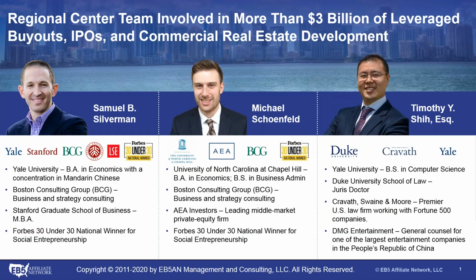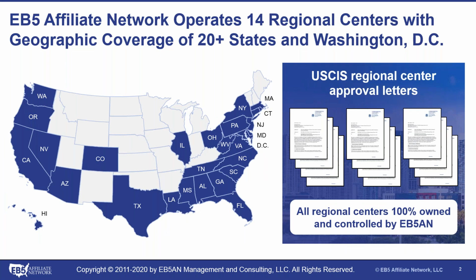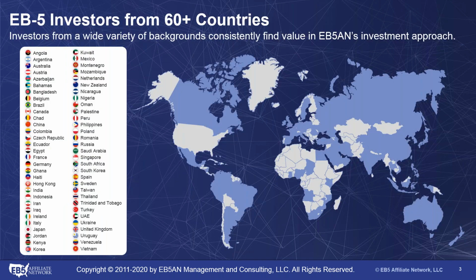As I mentioned earlier, I'm Sam Silverman, Managing Partner of EB5 Affiliate Network, joined by my partner, Mike Schoenfeld. We're a national EB5 regional center operator and consulting firm. Currently, we have 14 regional centers covering more than 20 states across the country. We work with many project developers and investors to sponsor qualified projects and help structure them for EB5 investment. To date, across all of our regional centers, we have more than 1,800 investors from more than 60 countries around the world.